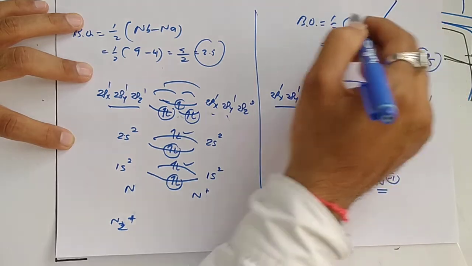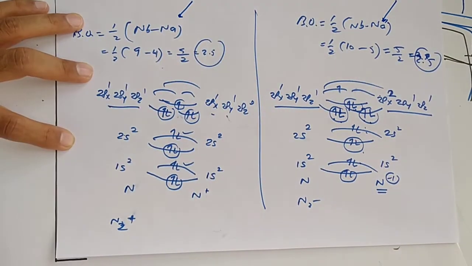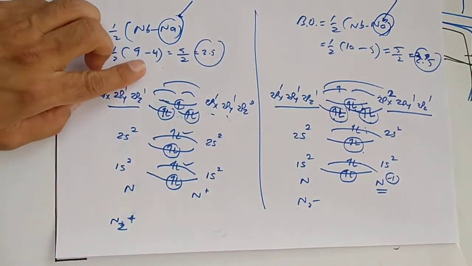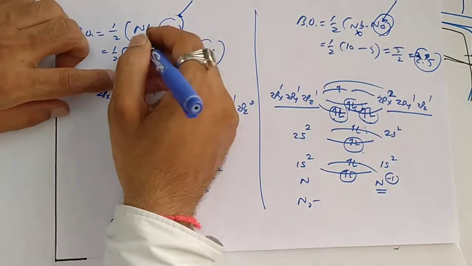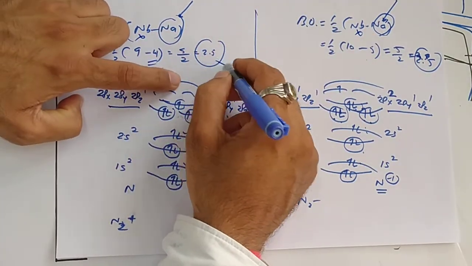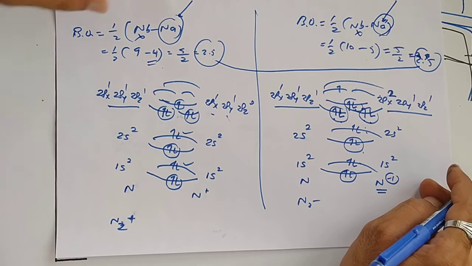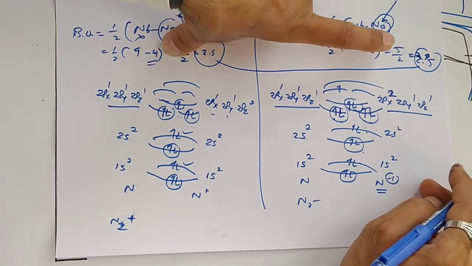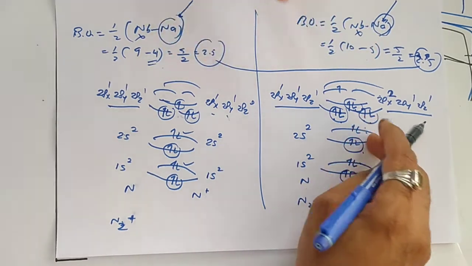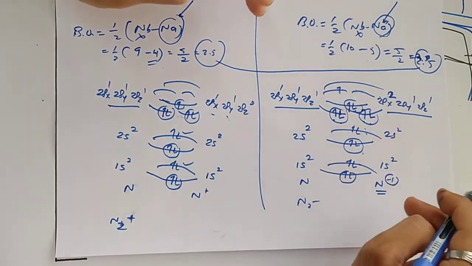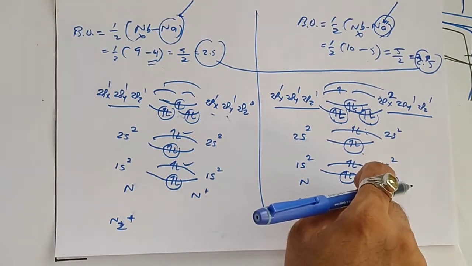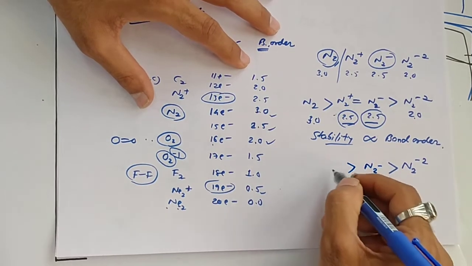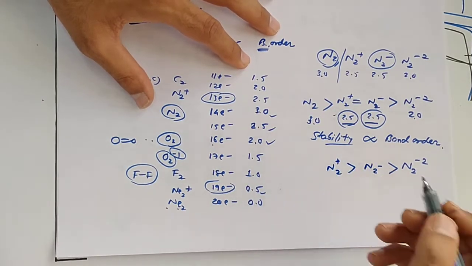Here find out the number of antibonding electrons. Whenever bond order is the same, we have to check the number of antibonding electrons. Here 4, here 5, not bonding electrons, antibonding. Antibonding electrons repulse the bonding electrons more, so stability should be less for N2 minus. So here stability is less for N2 minus than N2 plus.